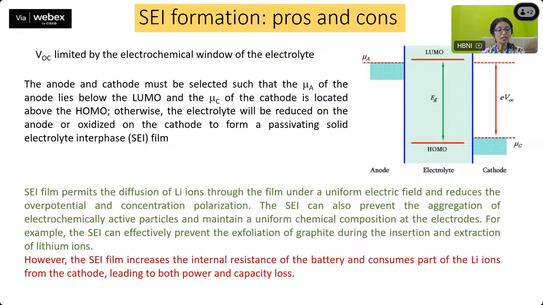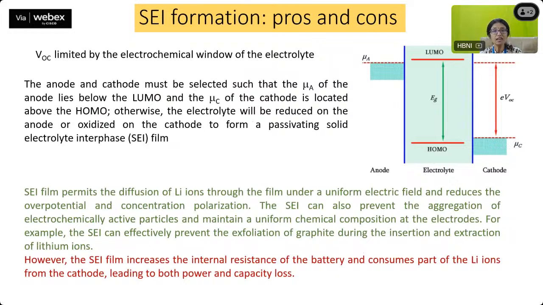Why? Because it permits the diffusion of lithium ions through the film under a uniform electric field. It reduces the overpotential and concentration polarization. So it reduces the overpotential, which is what you need. So this is a good part of SEI formation. It also prevents aggregation of the electrochemically active particles, and it maintains a uniform chemical composition at the electrodes. So SEI can effectively prevent the exfoliation of graphite during the insertion and extraction of the lithium ions.